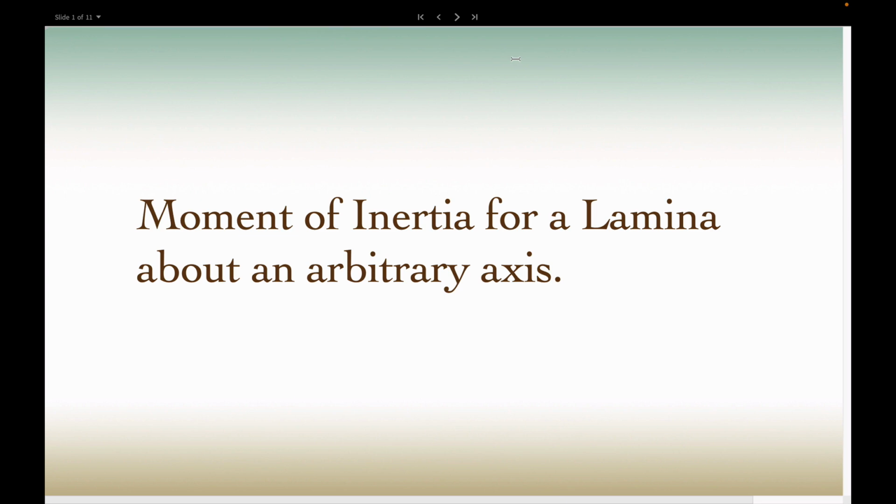Good afternoon, everyone. In this video, we want to show how one can compute the moment of inertia for a lamina about an arbitrary axis.